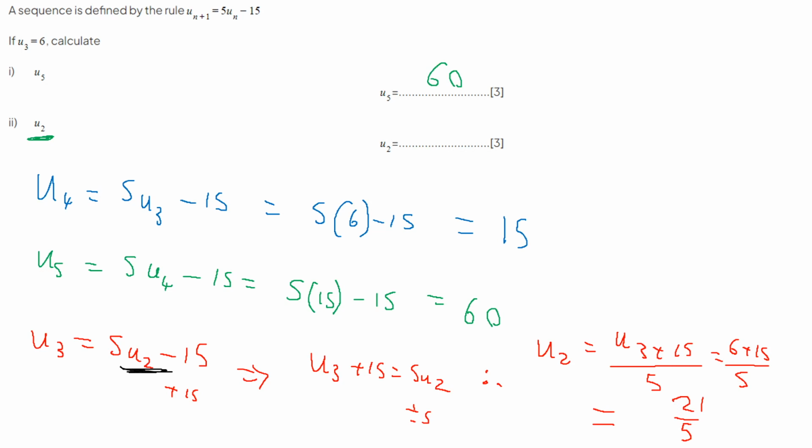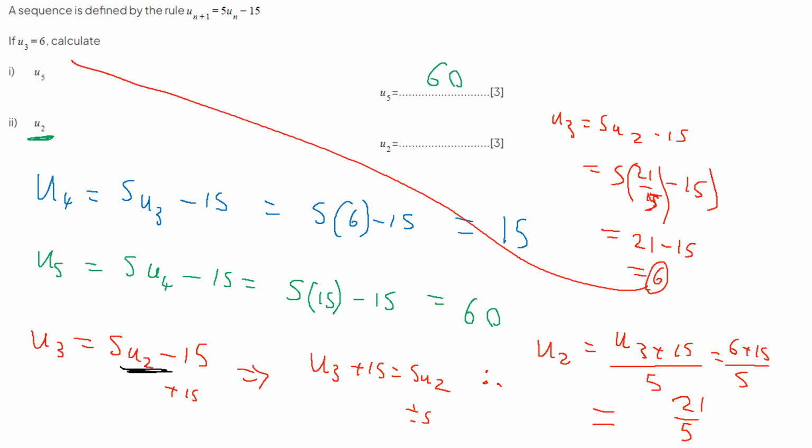If we want to, we can sub this back into our original to double check. So u3 is equal to 5u2 minus 15, which is the same as 5 times 21 over 5, excuse me, minus 15, which is the same as 21 minus 15, which is equal to 6, which is what we got here. And so our final answer is 21 over 5. And that is 100% correct.